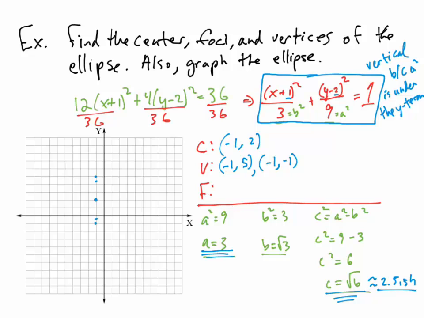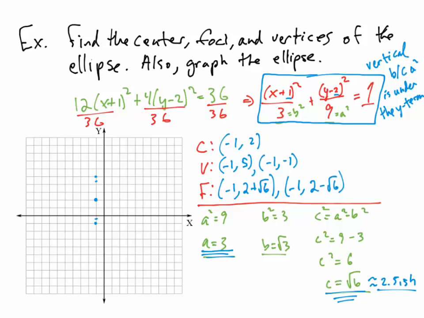So what are those points? Well, the x-coordinate is -1, and then I'm starting at 2 and adding square root of 6. That gets us the focal point that's above the x-axis, and then the other is -1, 2 minus square root of 6.